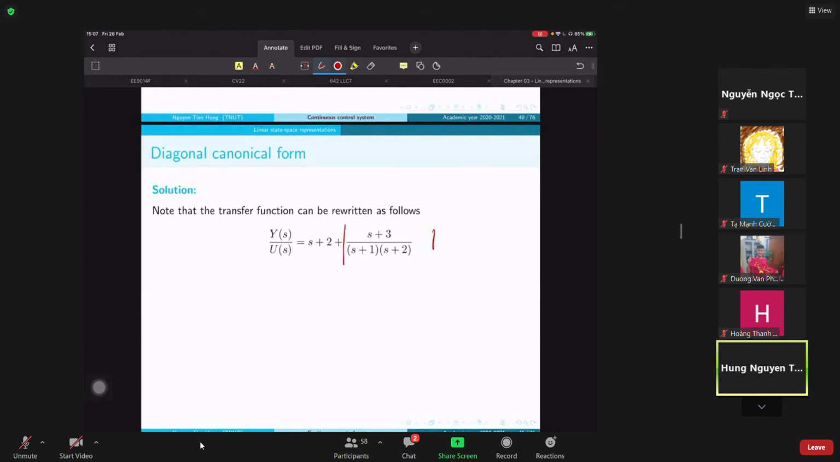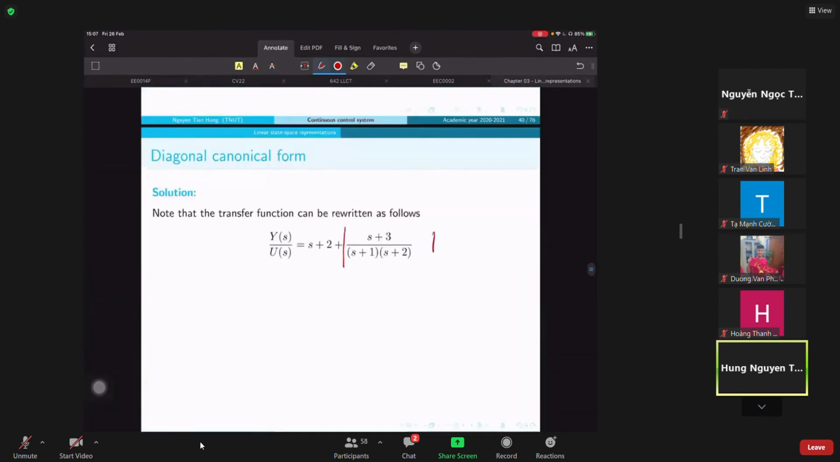Okay, and you see that in case you still need, I don't have this one. Okay, we still have this one, so we can rewrite it in this form: c1 over s plus 1 and c2 over s plus 2, and we keep s plus 2 like this. So you can rewrite it in this form. Okay, so we need to find only C1 and C2.